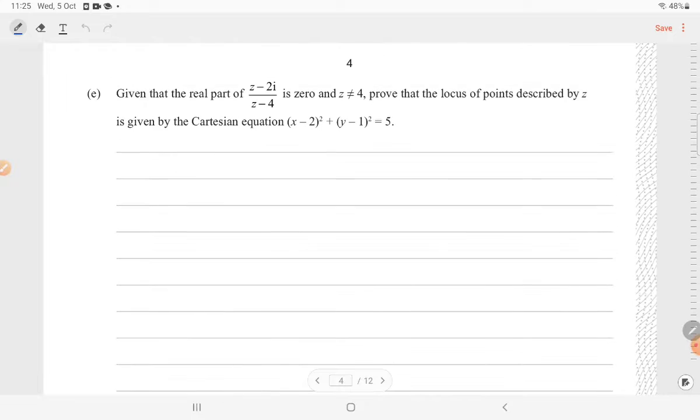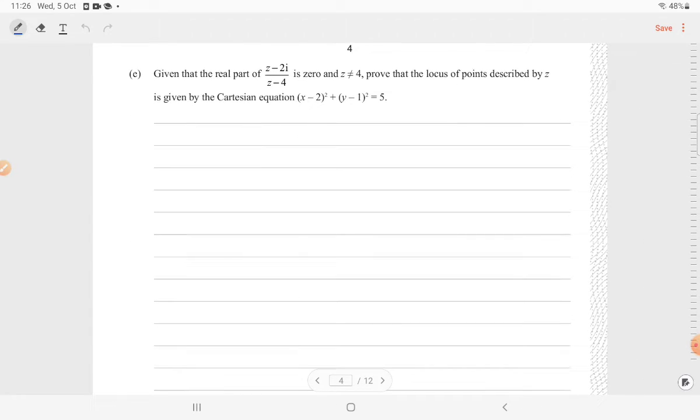This is the excellence question. Given that the real part of (z take away 2i) over (z take away 4) is 0 and z does not equal 4, prove that the locus of points described by z is given by the Cartesian equation (x take away 2) squared plus (y take away 1) squared equals 5.